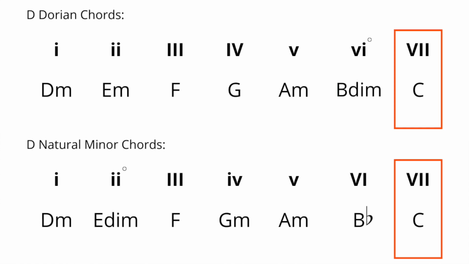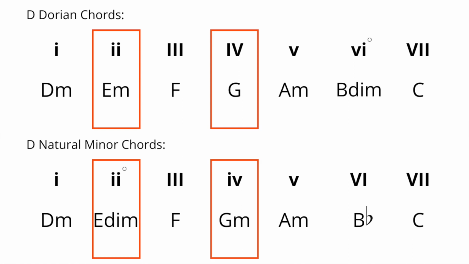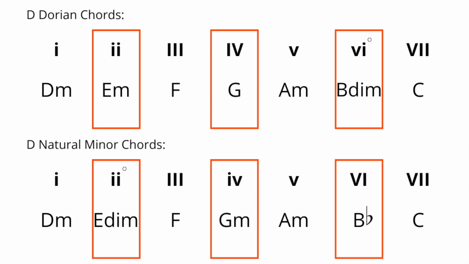So the chords that are different are the 2 chord, E minor in D Dorian and E half diminished in D natural minor. The 4 chord, so it's a G major in D Dorian. That's why it's a bit of more of a brighter sound, as we'll see in a moment. And what is it? It's G minor in D natural minor. And then it's a B half diminished chord in D Dorian and a B flat major chord in the D natural minor. Okay, so one note difference affects 3 chords. Makes quite a difference. Okay, so that's the point I want to make there.